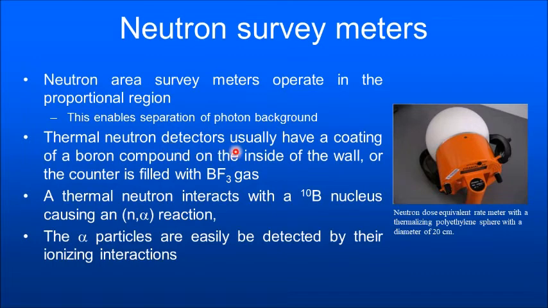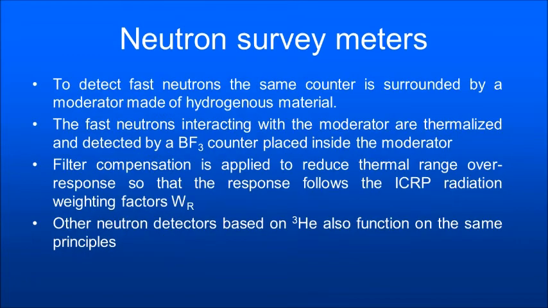Thermal neutron detectors usually have a coating of boron compound on the inside of the wall, or the counter is filled with BF3 gas. A thermal neutron interacts with the boron nucleus, causing an n-alpha reaction. So it produces alpha particles. And these alpha particles are easily detected because of their very high ionizing capability. This is the basic principle of neutron survey meters.